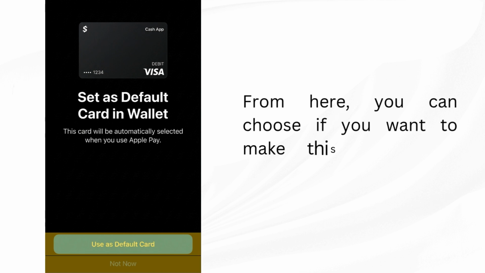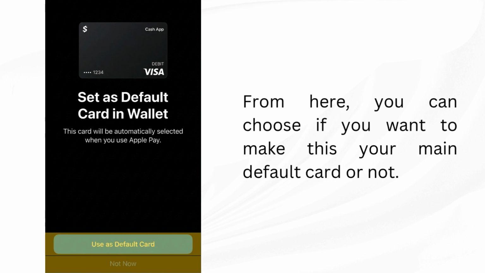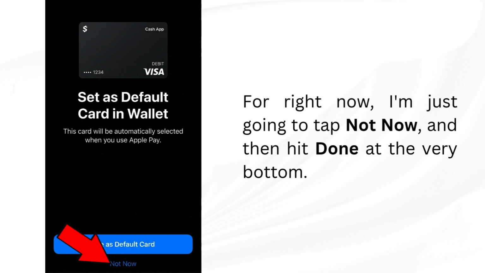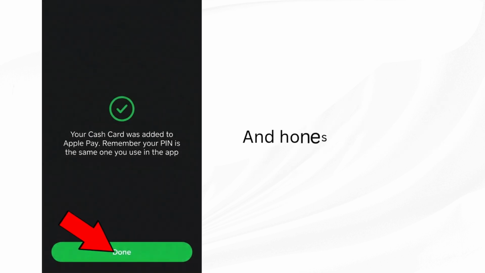From here, you can choose if you want to make this your main default card or not. For right now, I'm just going to tap Not Now and then hit Done at the very bottom. And honestly, that is it.